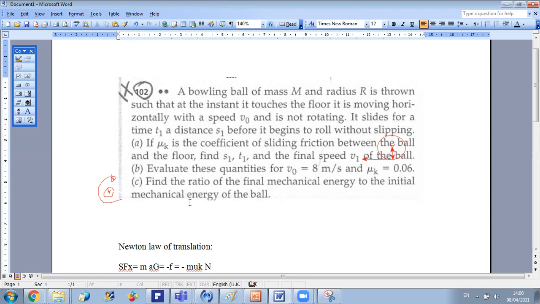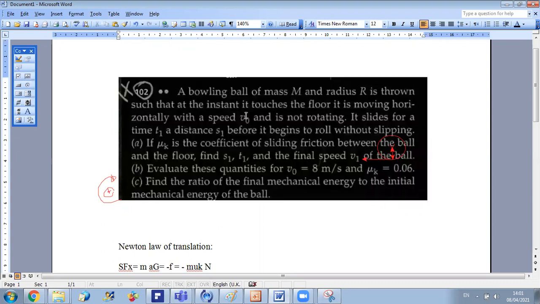But at the initial state the kinetic energy was only energy of translation, because the ball had no rotation, it only had velocity v0. Whereas at the final state we have energy of translation and energy of rotation. So we must be careful that to find the final energy we need half m v1 square plus half inertia times omega 1 square. And then we can do the ratio to get the variation of mechanical energy.